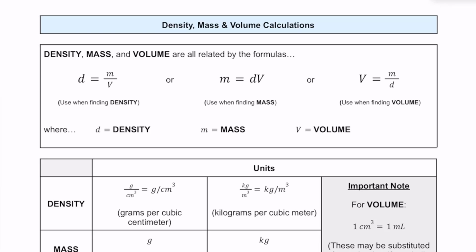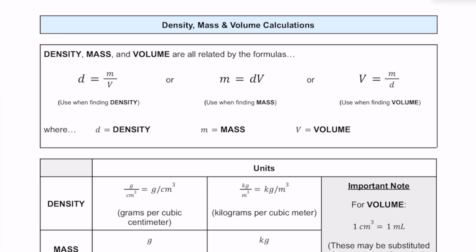In this video, let's go ahead and practice calculating density, mass, and volume together. Essentially, we're going to have three different variables: a lowercase d for density, a lowercase m for mass, and a capital V for volume. When you're trying to calculate the density of something, you're just going to take the mass and divide it by the volume.